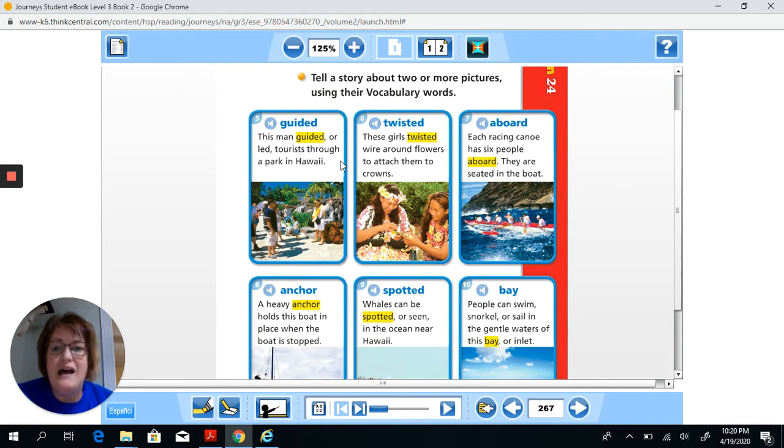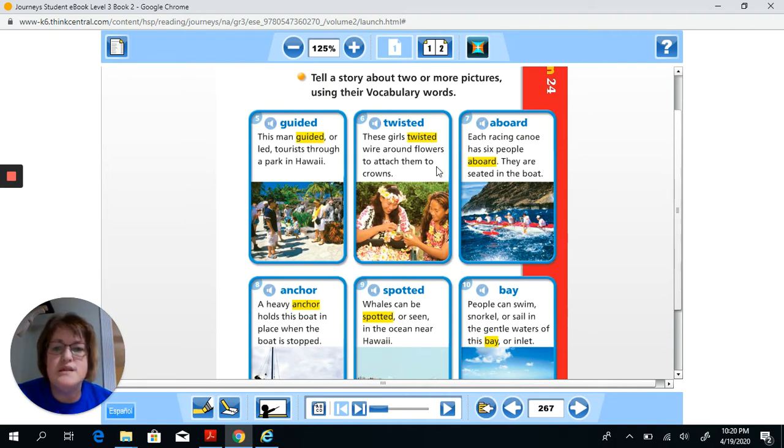Guided, this man guided or led tourists through a park in Hawaii. We know that guided has to do with leading because it says comma, this man guided comma or led tourists. So when you guide someone, you lead them around or you show them the way.